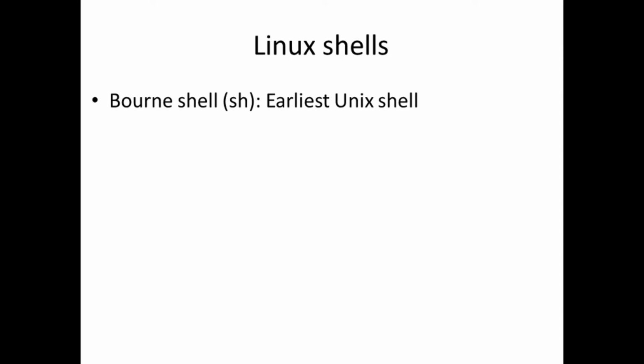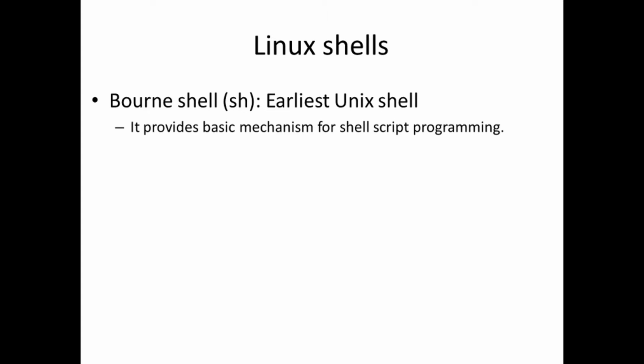The first one is the Bourne shell. Remember, it is also known as sh in short, and this is the earliest Unix operating system shell. Remember, the Unix operating system is the very first operating system for computers. It was developed first, and the Bourne shell is the Unix shell. It is not available in the Linux operating system, remember. It provides the basic mechanism for shell script programming.